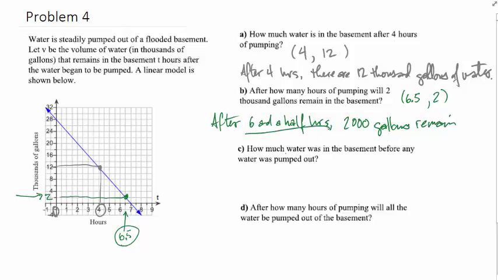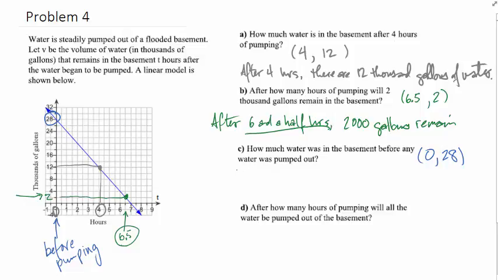The next one: how much water was in the basement before any water was pumped out? So if we're talking about before any water was pumped out, we are talking about 0 hours. This is the beginning. So before any pumping came out, we are looking at the value of the thousands of gallons, the y value. So 0 hours is before we get started, and then there were 28,000 gallons there.